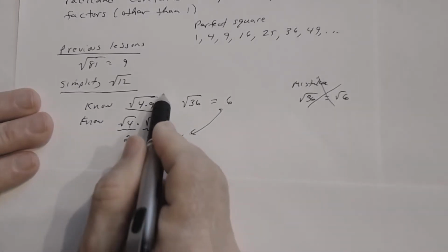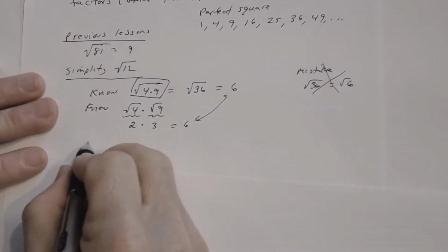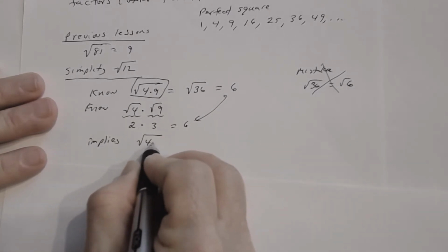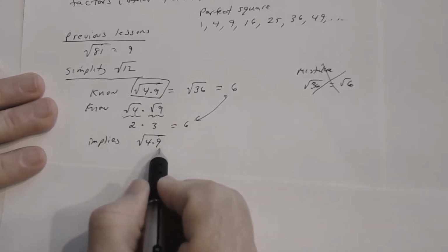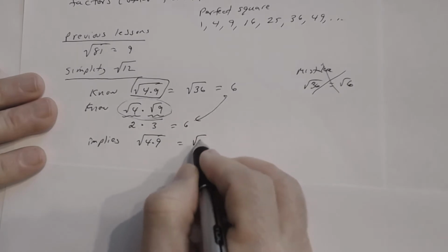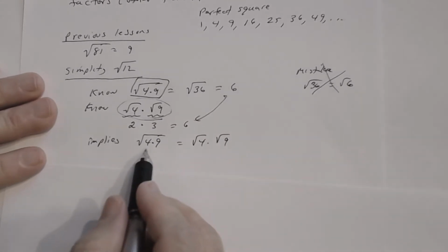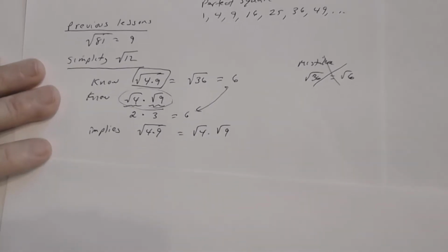If the square root of 4 times 9 is equal to 6, then the square root of 4 times 9 is also equal to the square root of 4 times the square root of 9. And it is, because both of those are equal to 6. So what that implies is this.